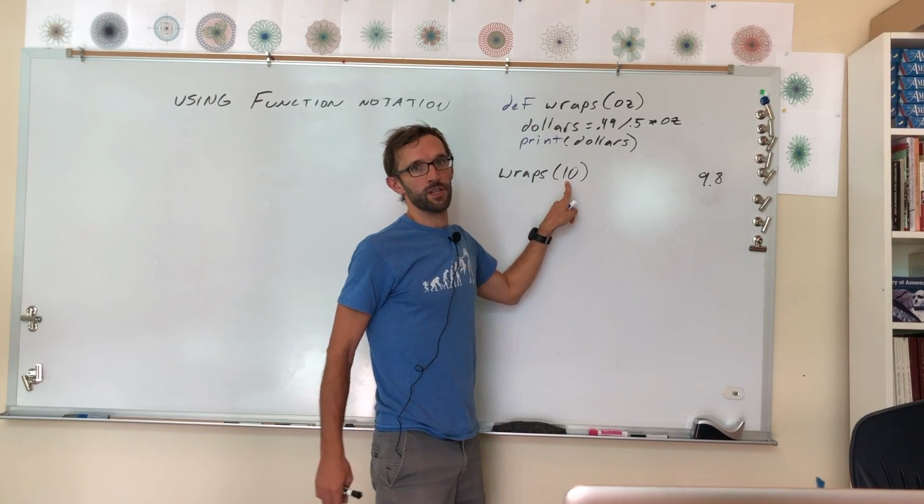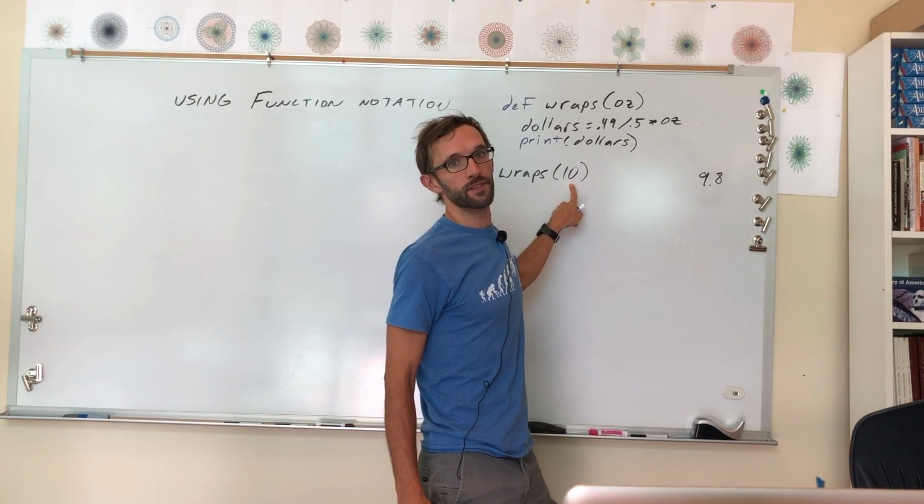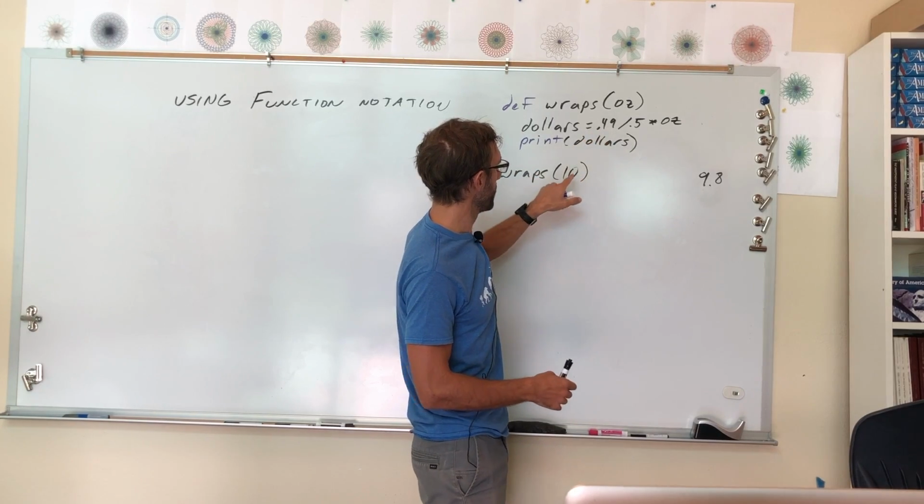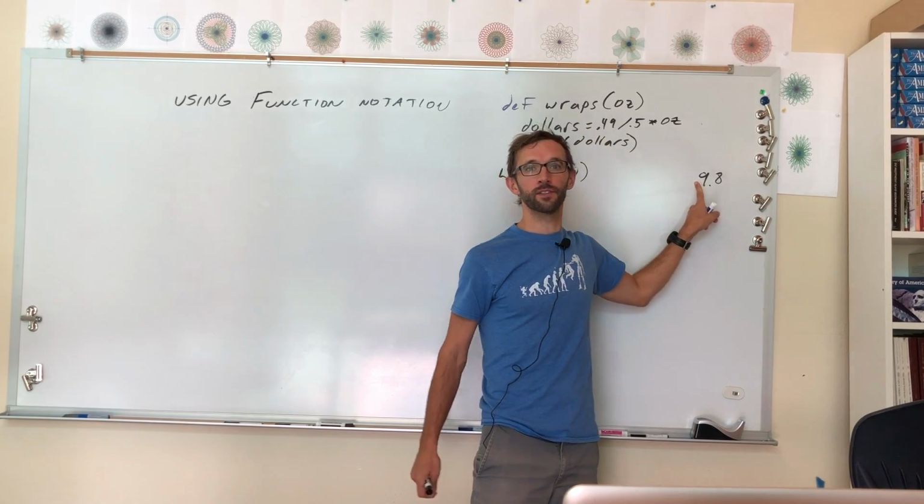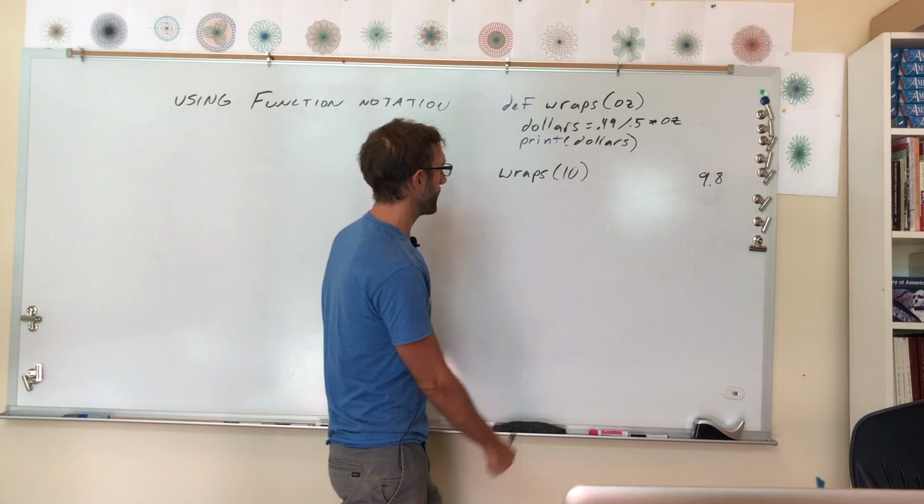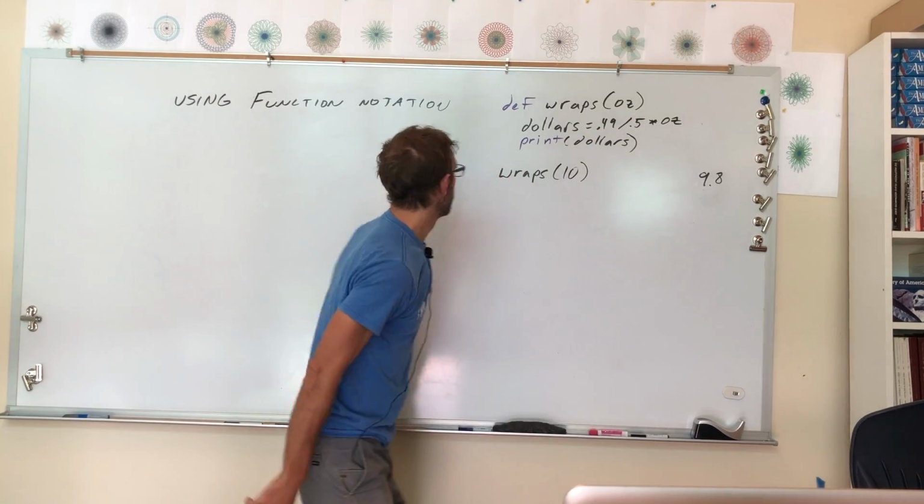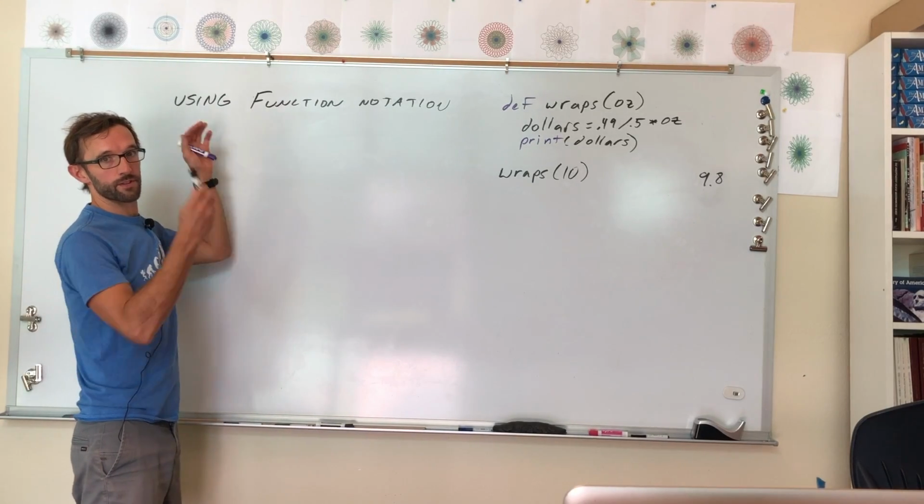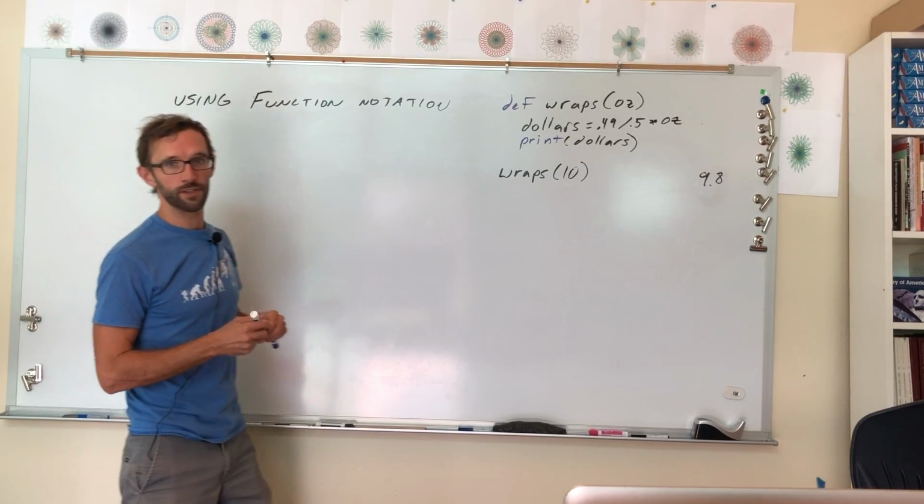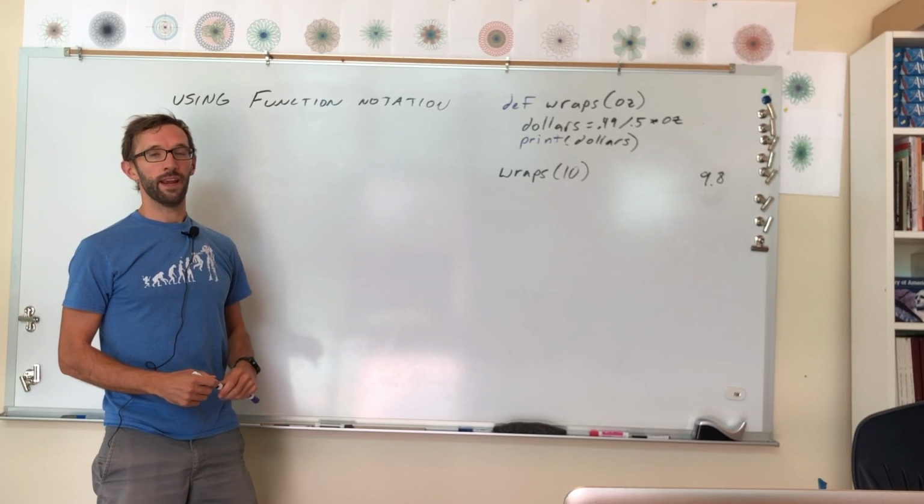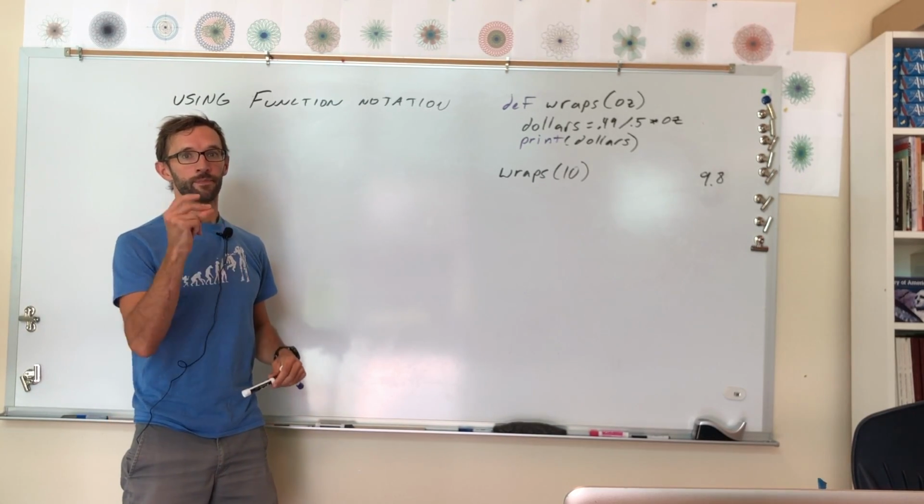If we want to see how much 10 ounces would cost us, we would plug that in, and then the output in the console will be 9.8. Because you're taking this number times 10, you get that. So it's the same idea with the other stuff we're going to use in math with function notation. So we're going to get some functions up here, and we'll play with them.